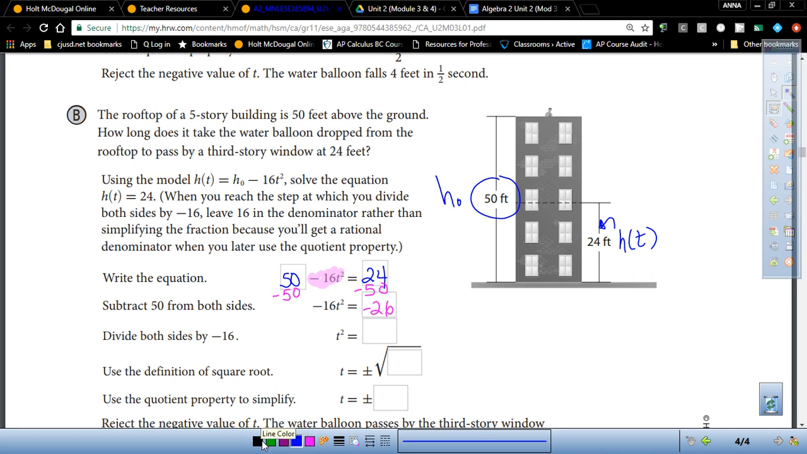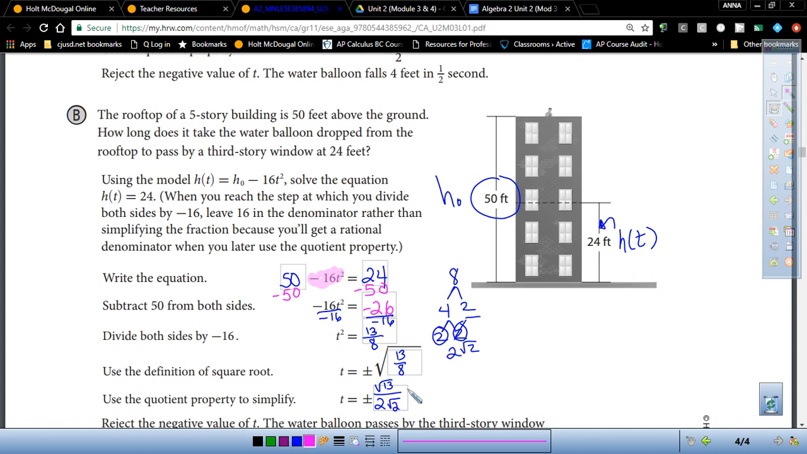I want to isolate the t squared. So to isolate the t squared, I divide by negative 16. A negative over a negative is a positive. 26 over 16, divide by 2 is 13 over 8. Okay, so now I take the square root. Well, the square root of 13 is just the square root of 13. And 8, that's 4 times 2. And 4 is 2 times 2. So I have a pair here, so I get 2 radical 2. So I get square root of 13 over 2 radical 2.